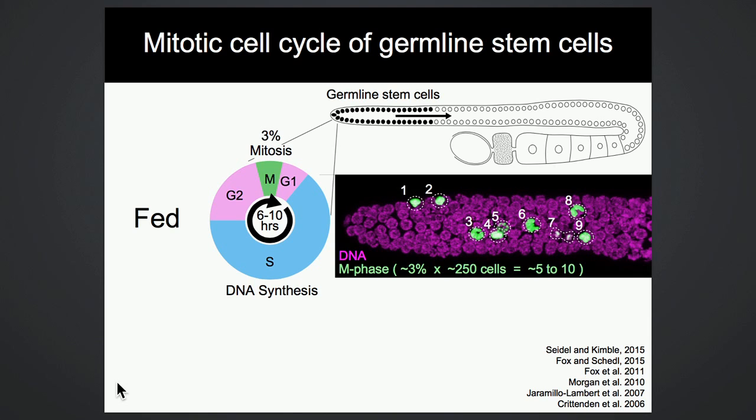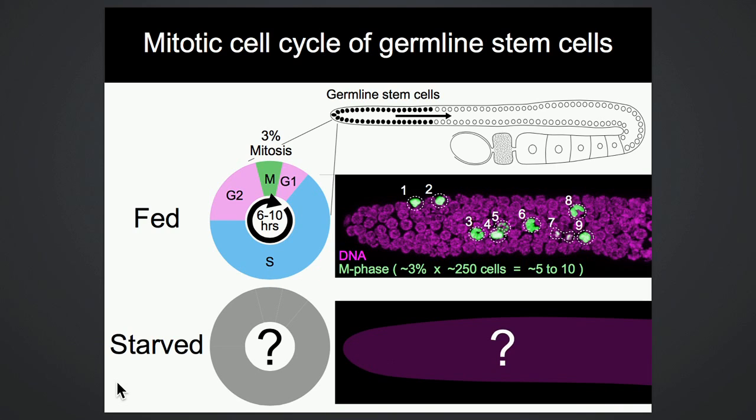We have a number of tools for assessing the proliferative state of these cells, one of which is to stain gonads with a marker for cells in mitosis. So we're staining for phosphohistone H3, and this shows what that staining would look like in a fed animal. On average, we see about 5 to 10 M phase cells per gonad arm. And that's because although these cells are cycling continuously in a fed animal, they're cycling asynchronously, so we only see a few cells in M phase at one time.